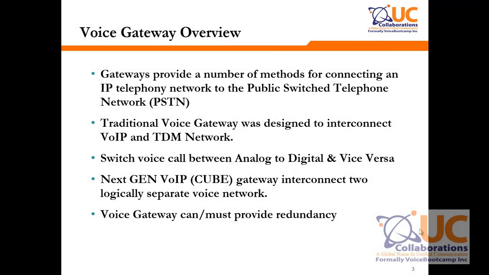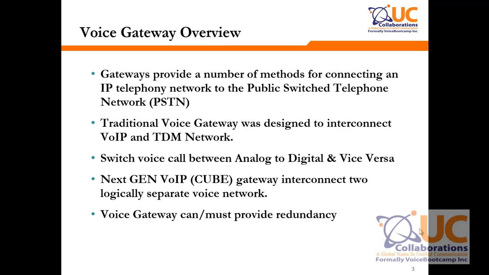A gateway provides a number of methods for connecting an IP telephony network, such as your call manager, to a public switched telephony network, such as Verizon, BSNL, or Bell Canada, for example. A traditional voice gateway, such as a Cisco router with DSP chips, digital signal processors, is designed to interconnect VoIP and TDM networks. It allows you to switch calls between analog to digital and vice versa. So basically, what the voice gateway does is receive signals from your service provider, the old telephony system, as TDM traffic, and then convert it to IP data packets.